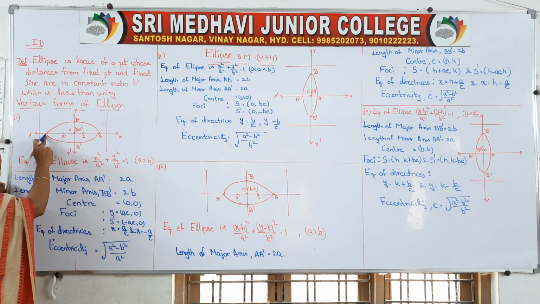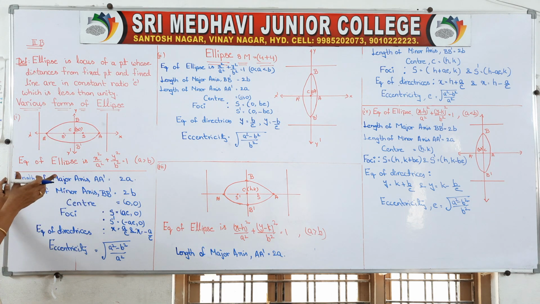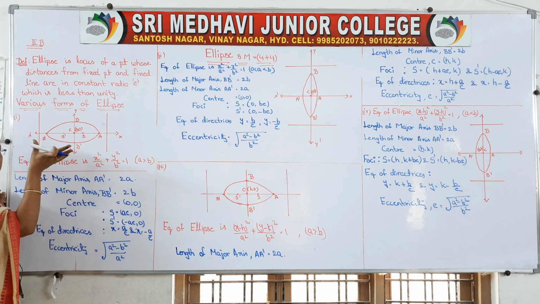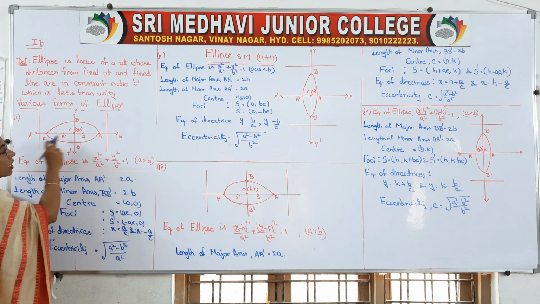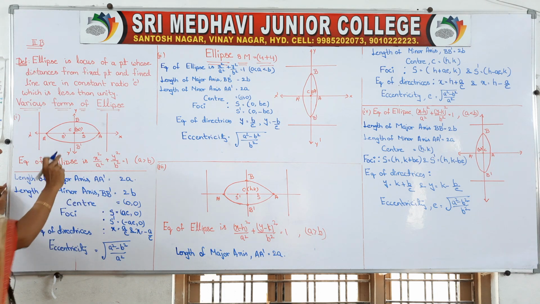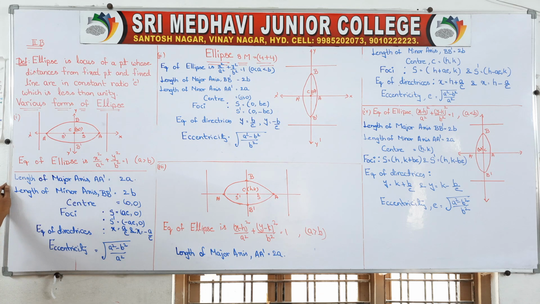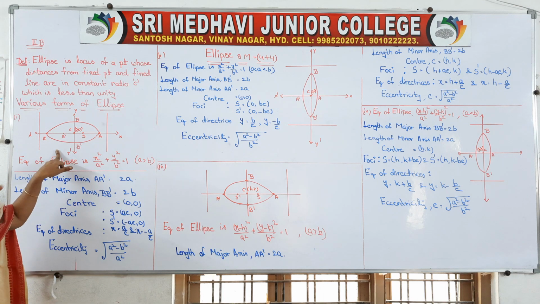A to A dash is one axis and B to B dash is another axis. One axis is on the X axis, another axis is on the Y axis. The axis whose length is more is called the major axis. So A A dash is the major axis and B B dash is the minor axis. This is regarding the diagram of the ellipse, an elliptical oval shape curve.